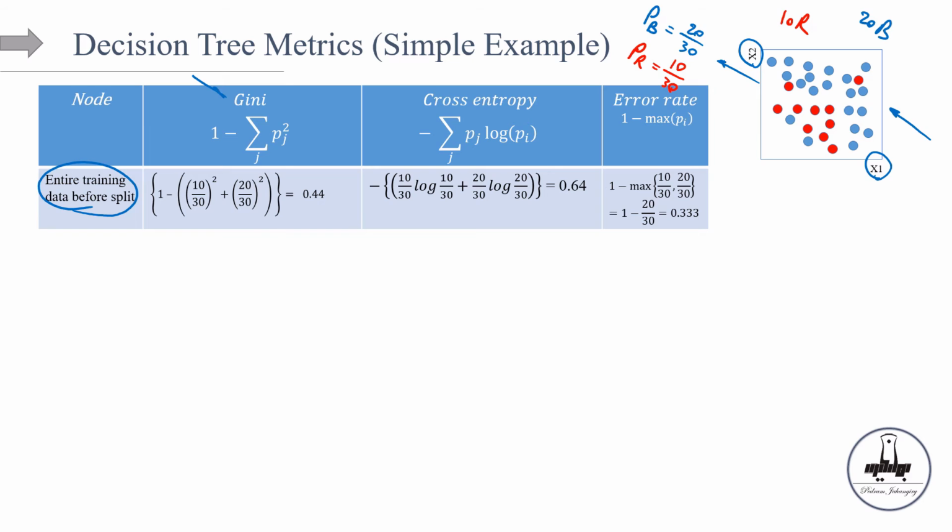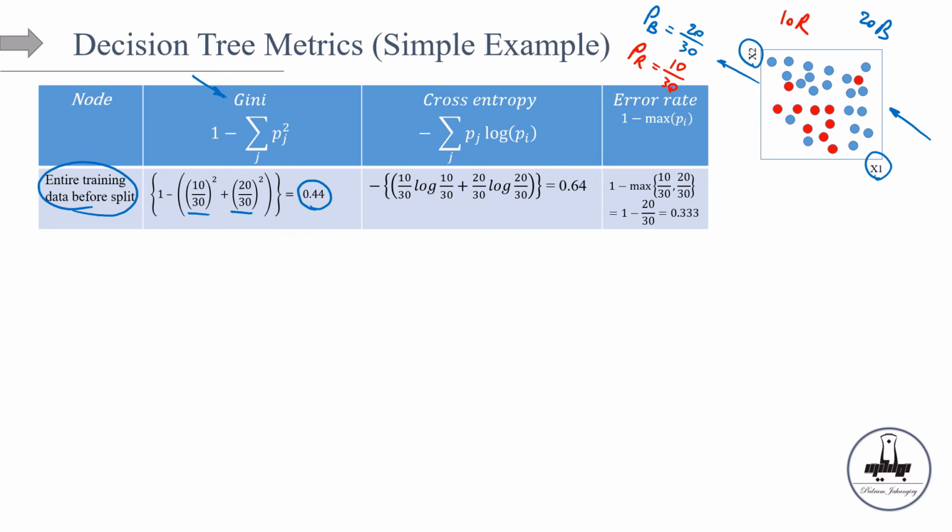Gini is 1 minus the summation of those probabilities to the power of 2. So 1 minus (1/3 to the power of 2 plus 2/3 to the power of 2). We're going to come up with this number, 0.44.